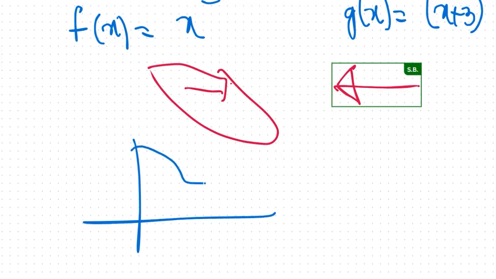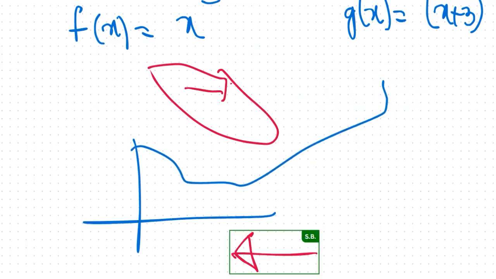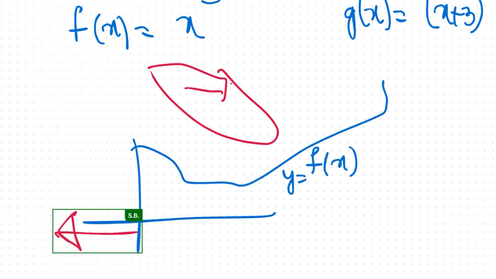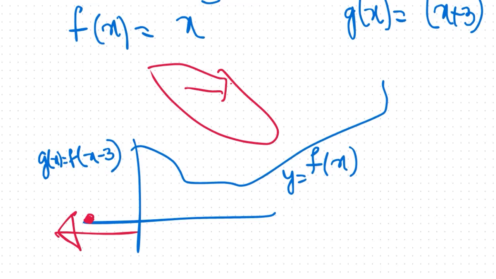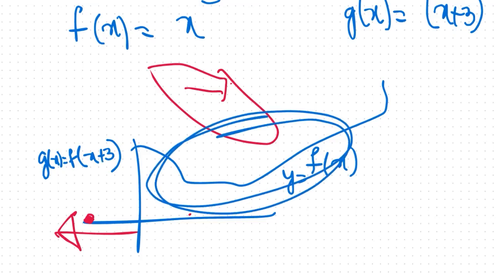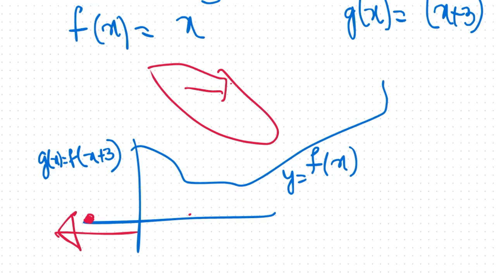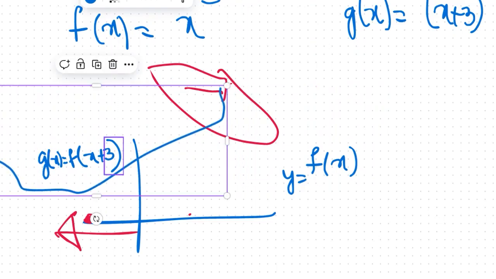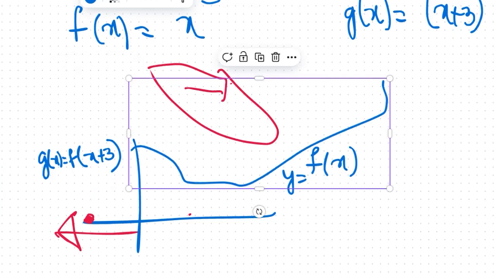See, if there is a random graph, something like this. So let's say if this is f of x, y is equal to f of x. Okay. So let's say g of x is equal to f of x plus 3. Plus 3 means this exact thing goes horizontally left like this. Okay, this goes left. So plus 3.